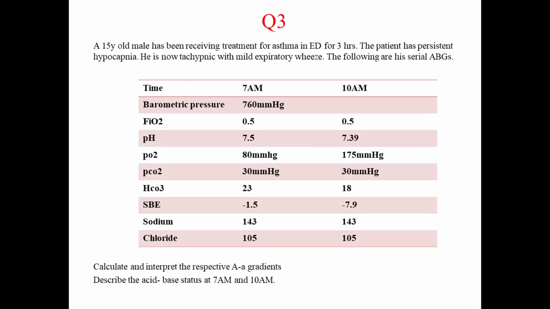So here two ABGs they have given, at 7 a.m. and 10 a.m. It is a 15-year-old male who has been receiving treatment for asthma in the ED for about 3 hours. The patient has persistent hypocapnia. He is now tachypneic with mild respiratory wheeze, and the following are his serial ABGs. So now what they asked is you need to calculate and interpret the respective A-a gradient. So at 7 a.m. what is the A-a gradient and at 10 a.m. what is the A-a gradient?